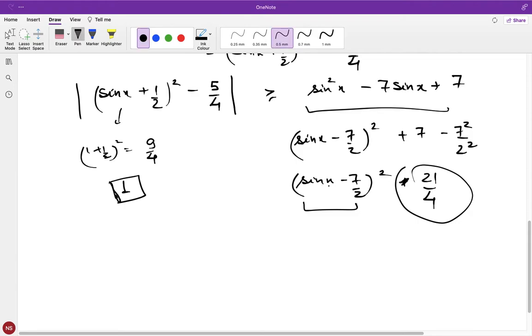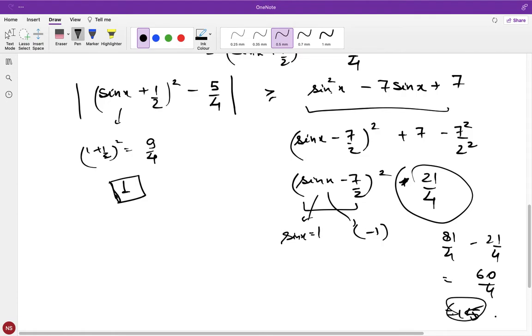When will this be minimum? This is a positive number, by the way. So minimum will happen when sin x equals 1, and maximum will happen when sin x equals minus 1. Sin always varies between 1 and minus 1. So at minus 1 this becomes (9/2) square, or 81/4. 81/4 minus 21/4 is what? 60/4, which is 15. When sin is minus 1, this becomes 7 and 7, 14, and 1, 15. So when sin x equals 1, this becomes 1 minus 7 plus 7, or 1.